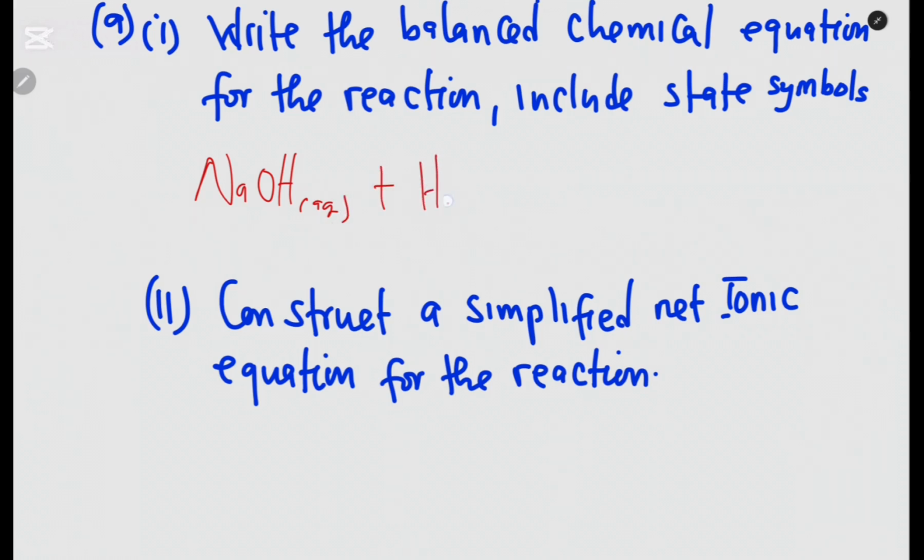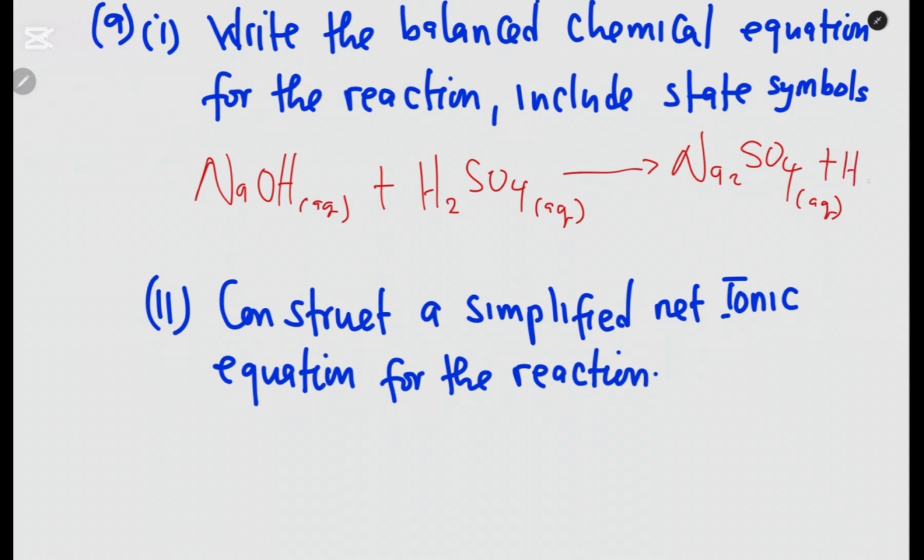React with sulfuric acid written as this, which is also aqueous. What is produced? That is sodium hydroxide, sodium sulfate. This is a base and acid reaction plus water. Water is a liquid. Is this a balanced equation?